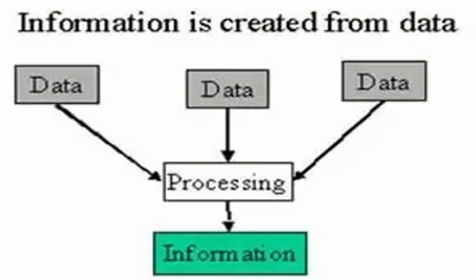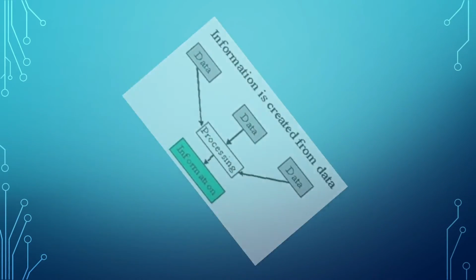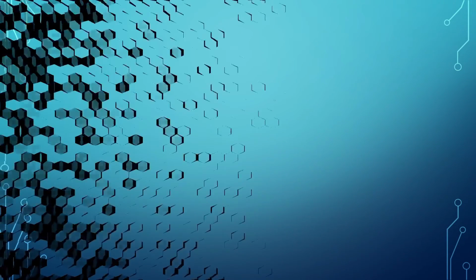So information is created from data. You get data first, and then it goes through the process of being processed, and then information is outputted. So you can think of data as your inputs, the process you see in the middle as the processing phase, and the information that is green as the output. All right, then we move on.